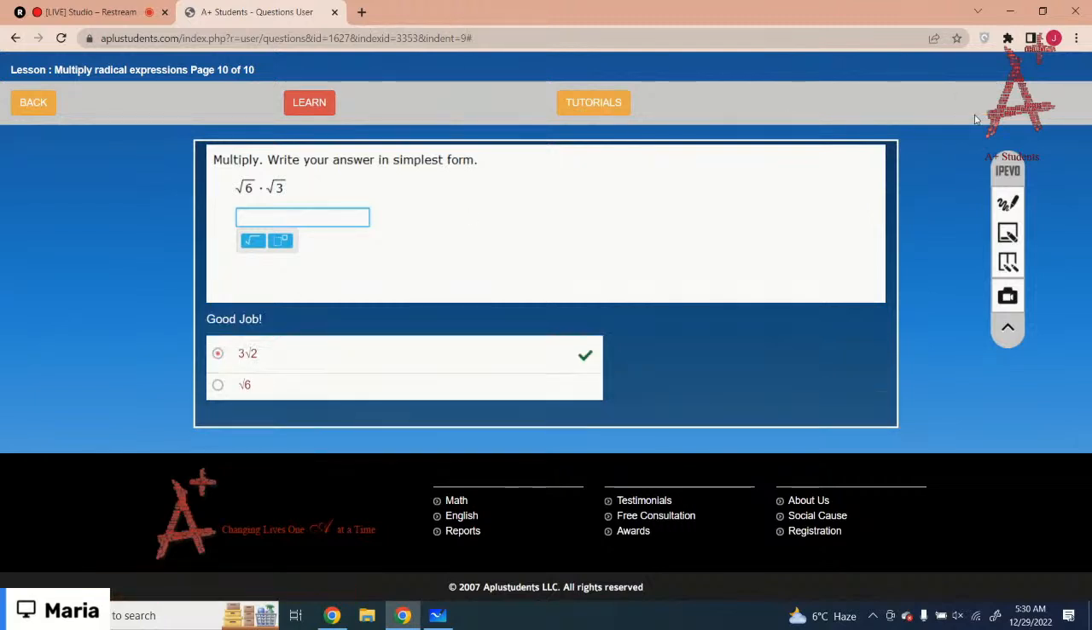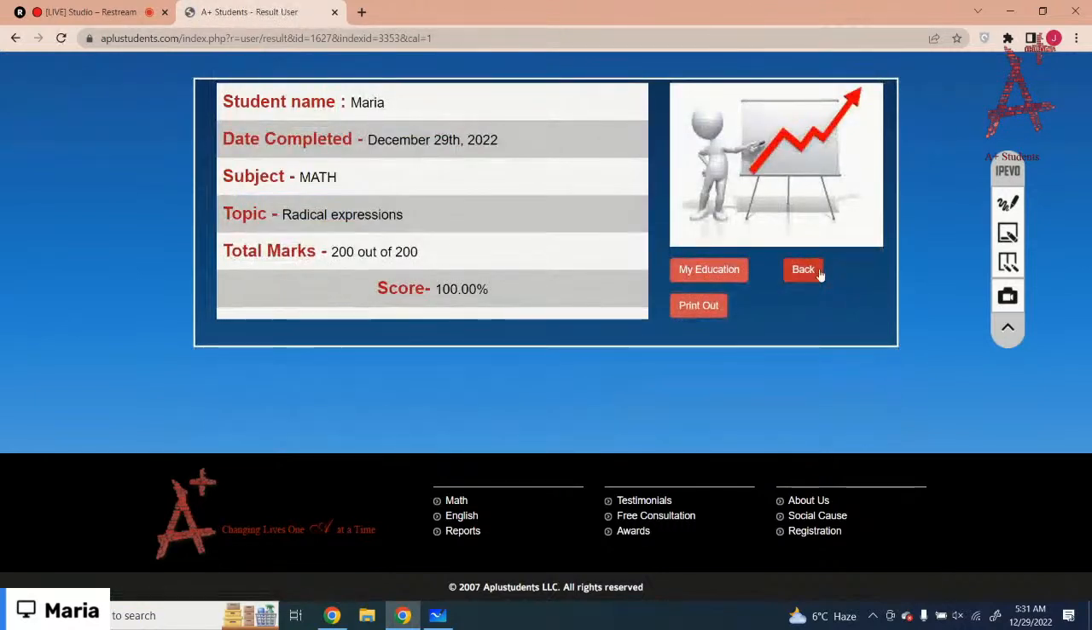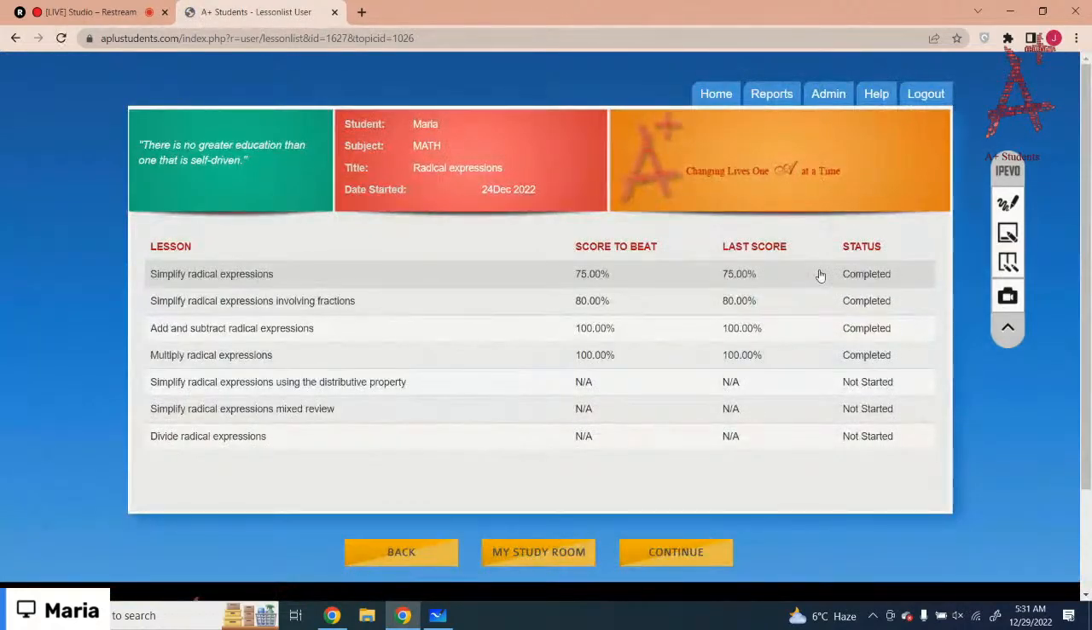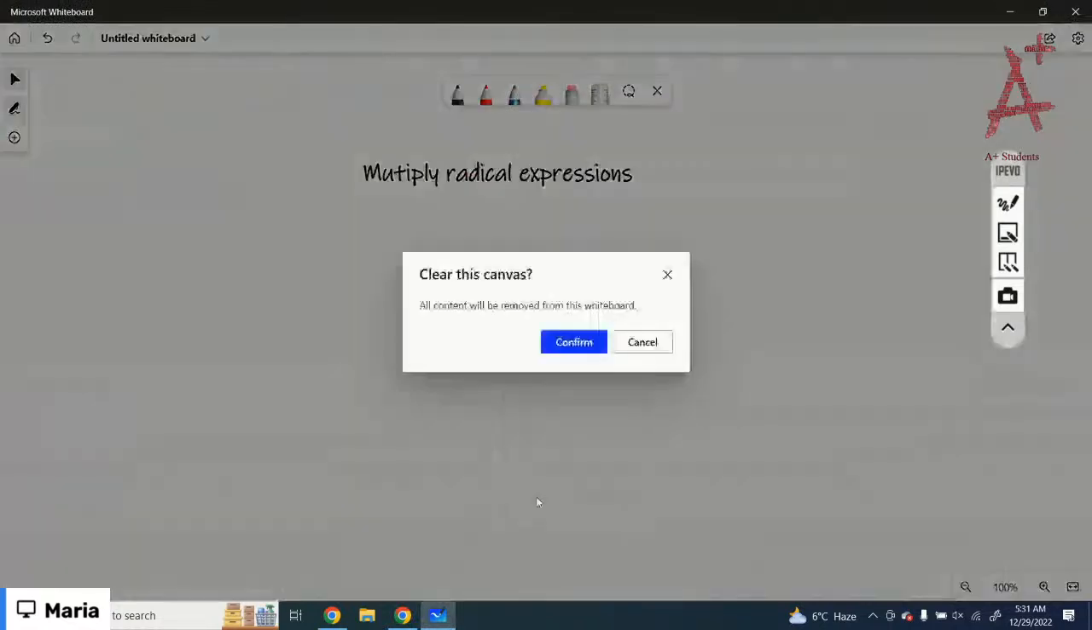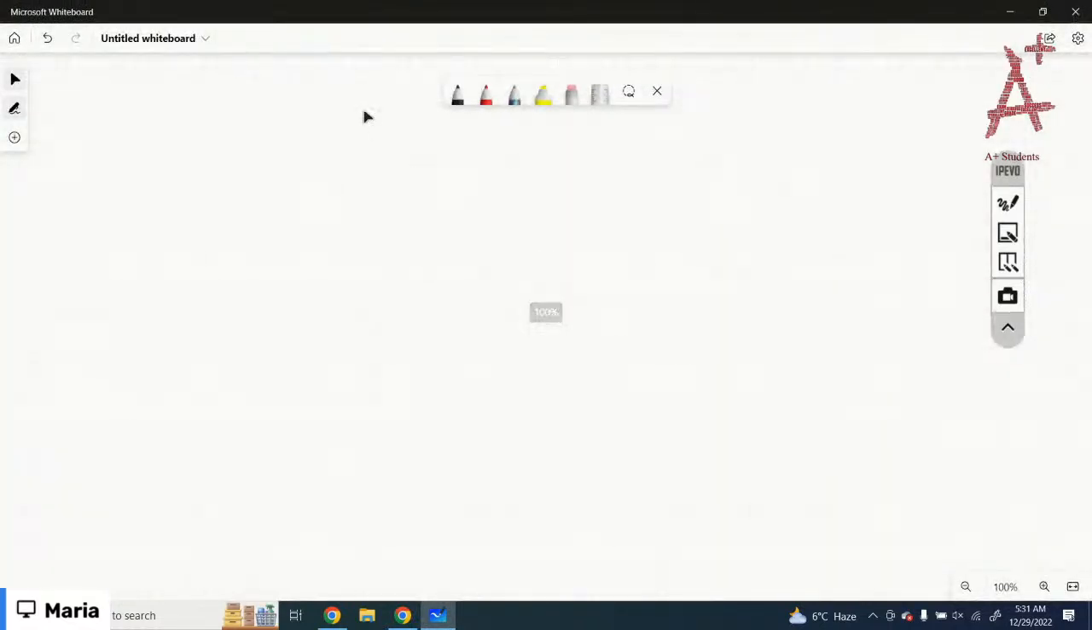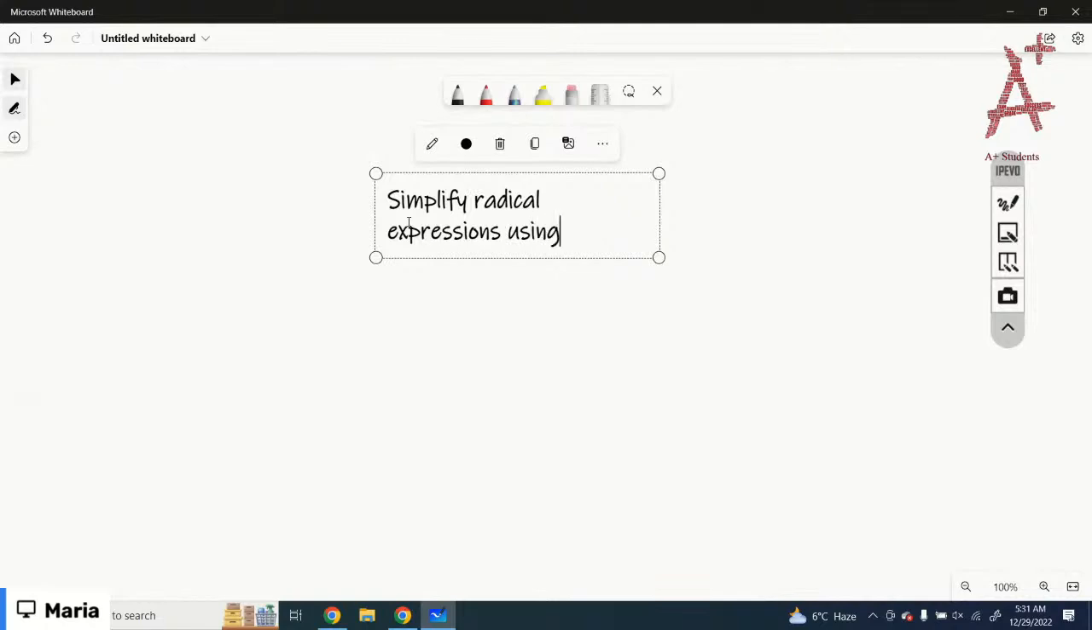Okay, so we have done with the test. Let me just move on to the next lesson. Got it? The next lesson is simplify radical expressions using the distributive property. Let me write down the lesson name on the board. Simplify radical expressions using the distributive property.